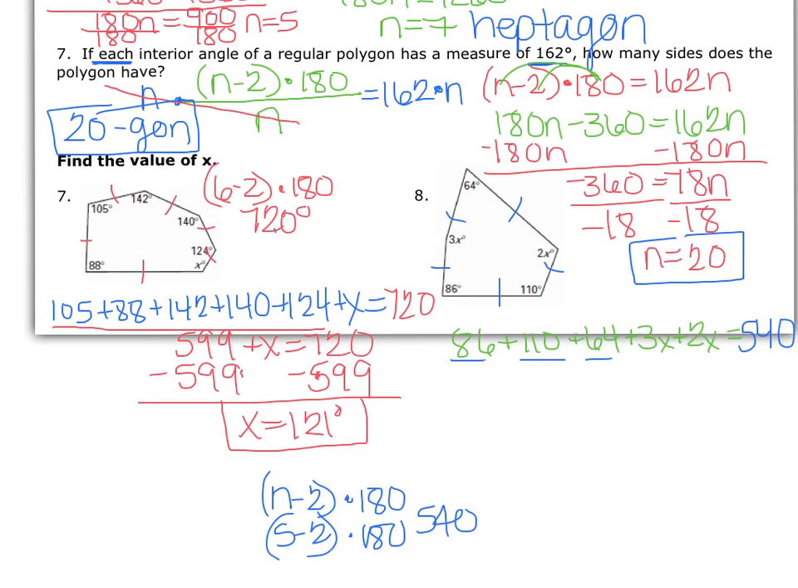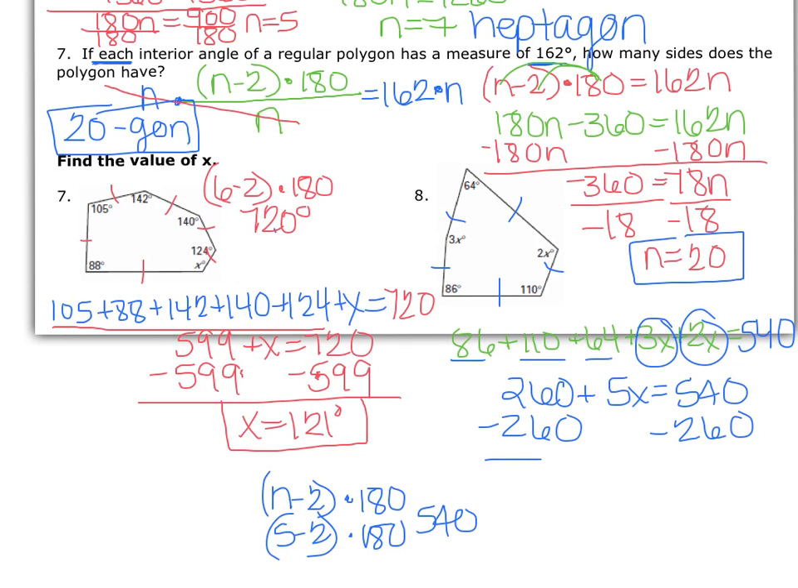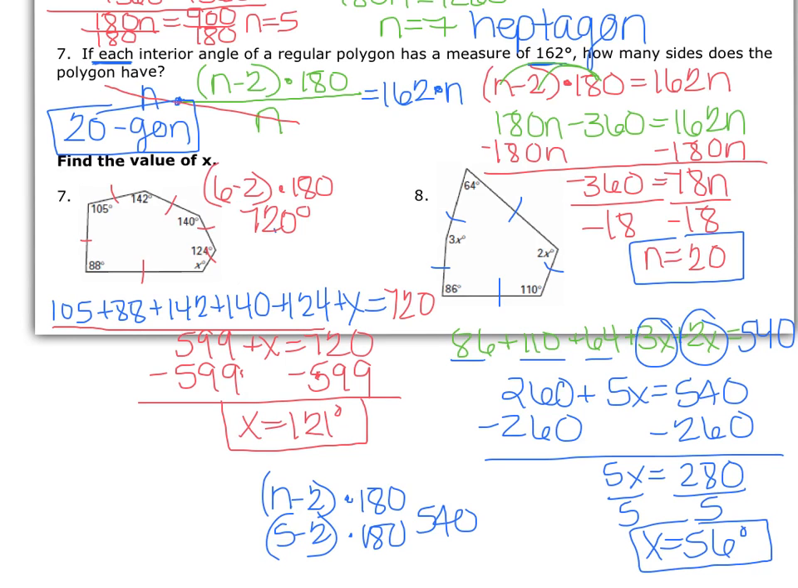Combine your like terms. So 86 plus 110 plus 64 is 260, and 2x plus 3x is 5x. Keep solving. So 540 minus 260 gives you 280. If you divide that by 5, you're going to get 56. There you go. Hopefully you did a good job.